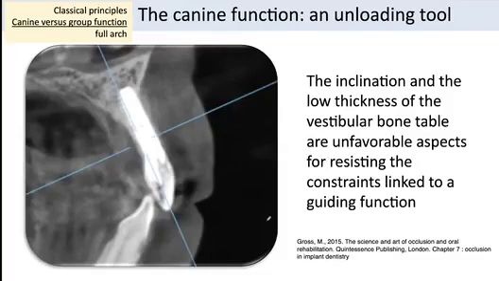One of the problems for the canine guidance on implant is the direction of the implant, the inclination of the implant. The inclination of the maxillary implant is very unfavorable because it's like this, and the direction of the force is like this. Another point is that we have a low thickness on the buccal bone table. So inclination and bone table are unfavorable aspects for resisting the loads linked to a guiding function. That's true.